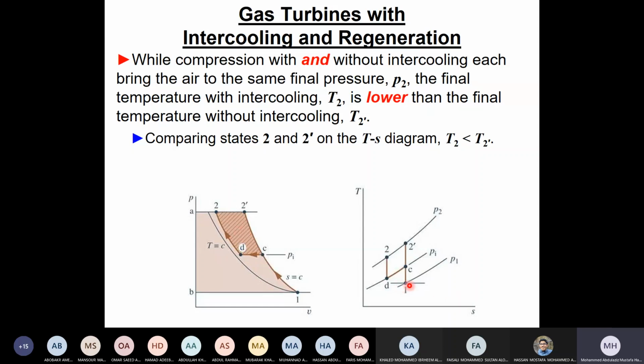Also, we can see here that the compression is at a lower temperature, and therefore when this becomes constant, it means that we are reducing TL in this case, and therefore the work will be less. Okay, so now this is the third change, which is intercooling. Let us look at the whole thing now.